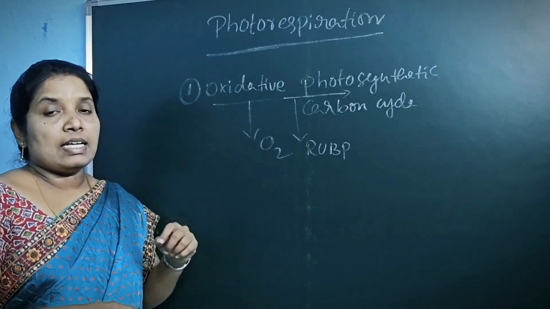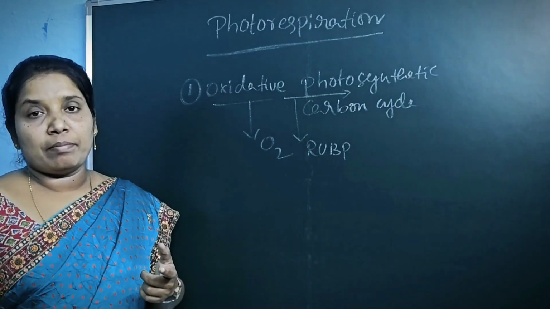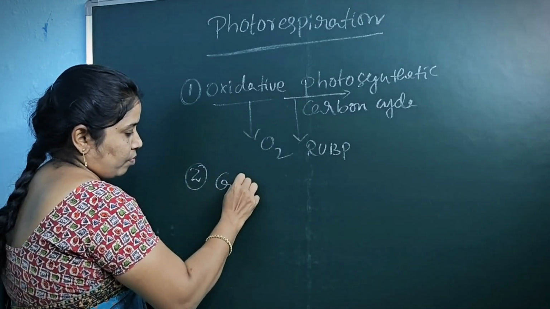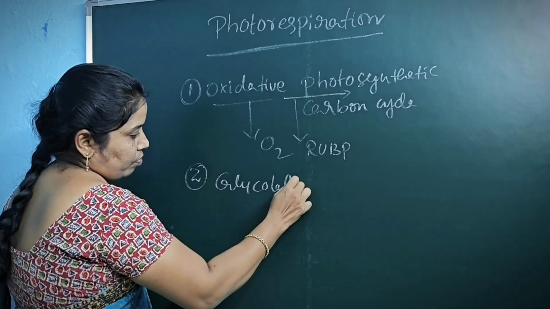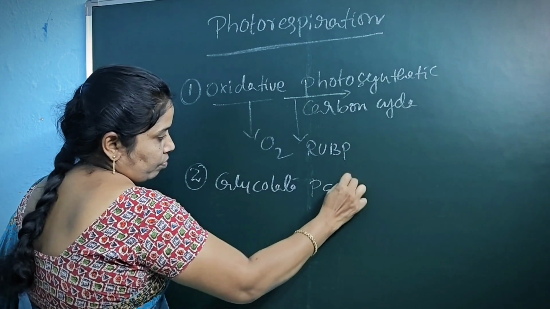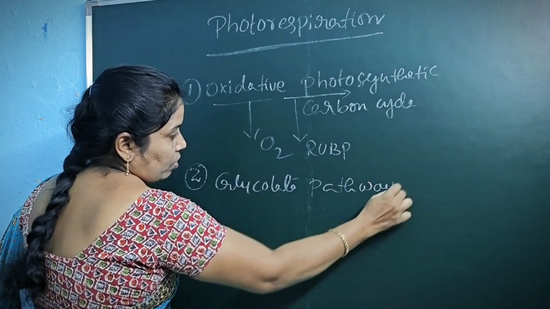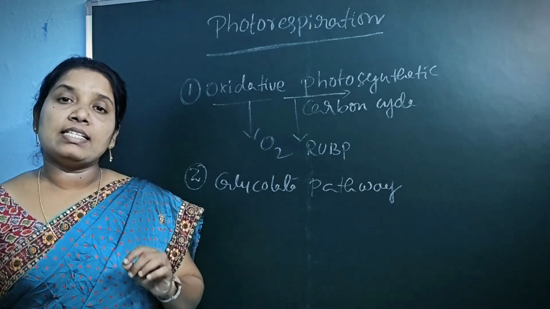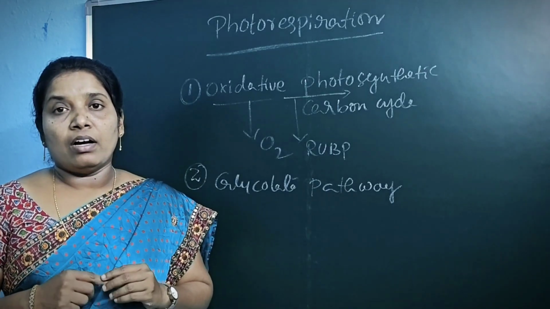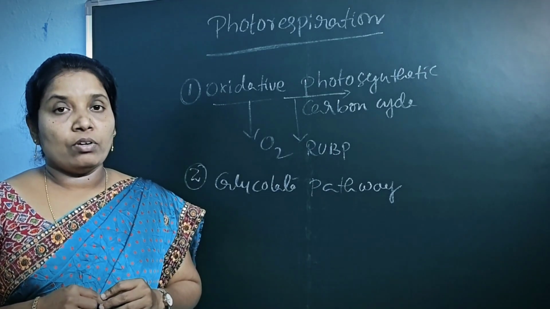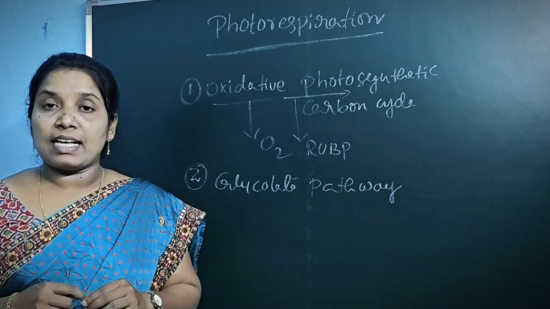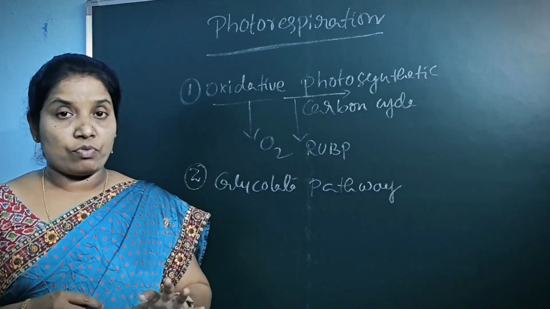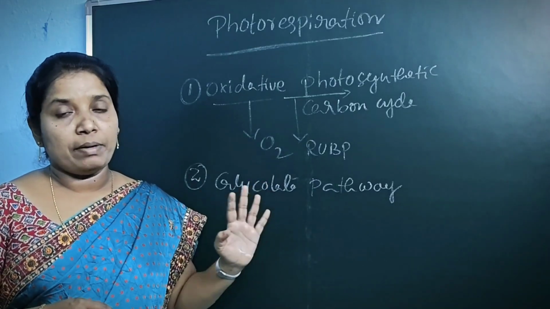The second alternative name is nothing but the glycolate pathway. Why? Because glycolate is the primary substrate for photorespiration. Glycolate is formed as an intermediate compound in this cycle, which is a primary substrate. That's why this cycle is also called the glycolate pathway.